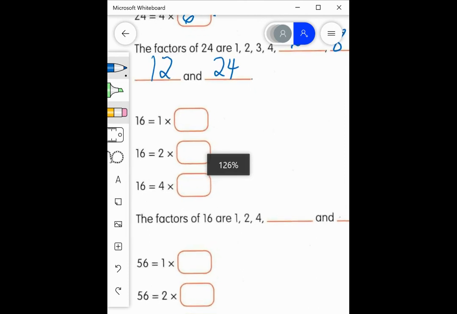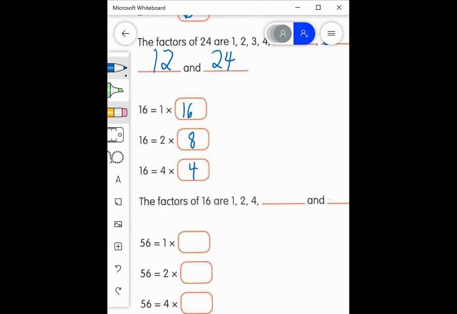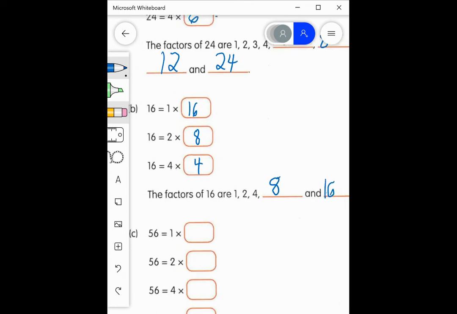On down to B, we should say 16 equals 1 times 16. 2 times 8 equals 16, and 4 times 4 equals 16. So the missing factors there should be 8 and 16. All right, I think we got it.